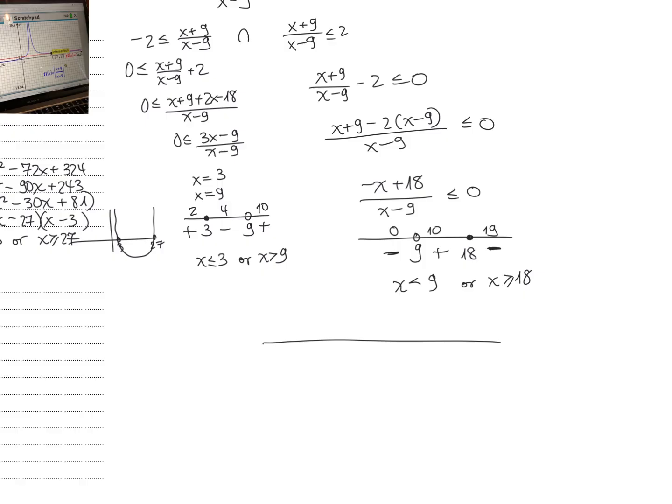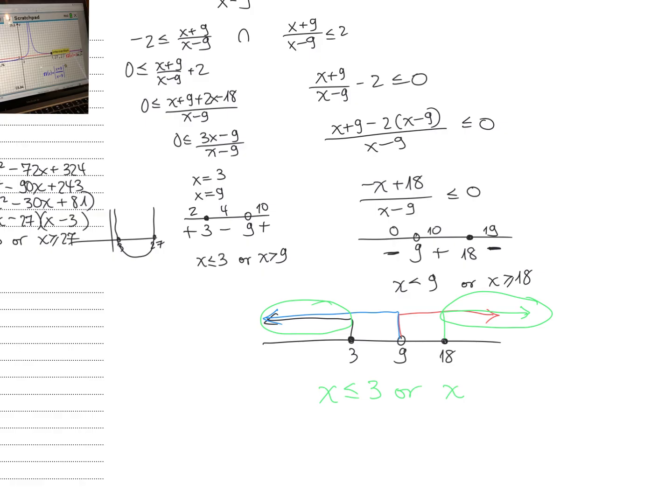So on a number line, we've got 3. So it needs to be less than 3. We've got 9 and we've got 18. So for 9, we've got x is greater than 9. We've got x is less than 9. And we have x is greater than or equal to 18. So these are our intersections here. So x is less than or equal to 3, or x is greater than or equal to 18, which should be 27.